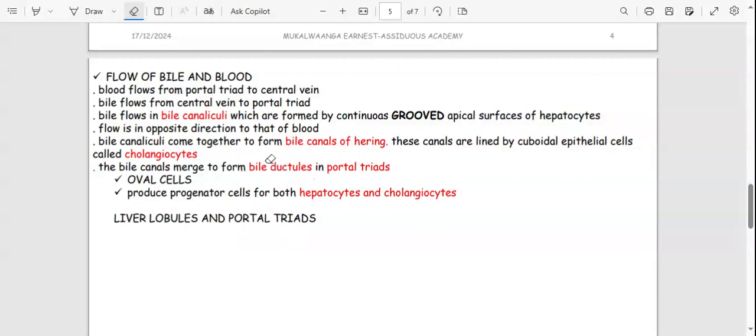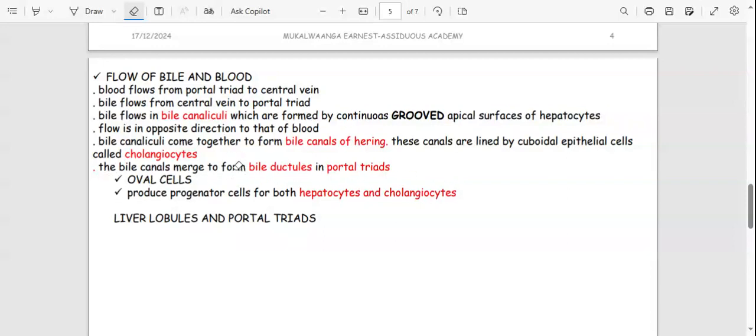One thing I want to make mention of is that these bile canals are lined by cells we call the cholangiocytes. The cholangiocytes are the ones that line these bile canals of Hering.